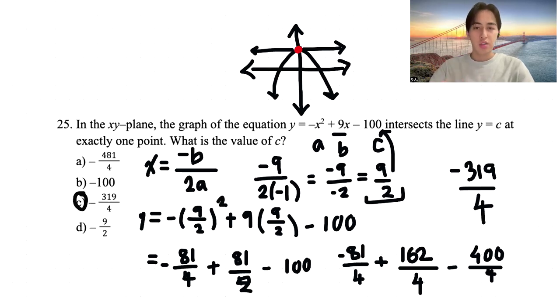So to recap, you first find the x value of the vertex by using this formula, negative b over 2a. Once you find the x value of the vertex, you then plug it back into the original equation to find the y value of the vertex, which will be your final answer, C.